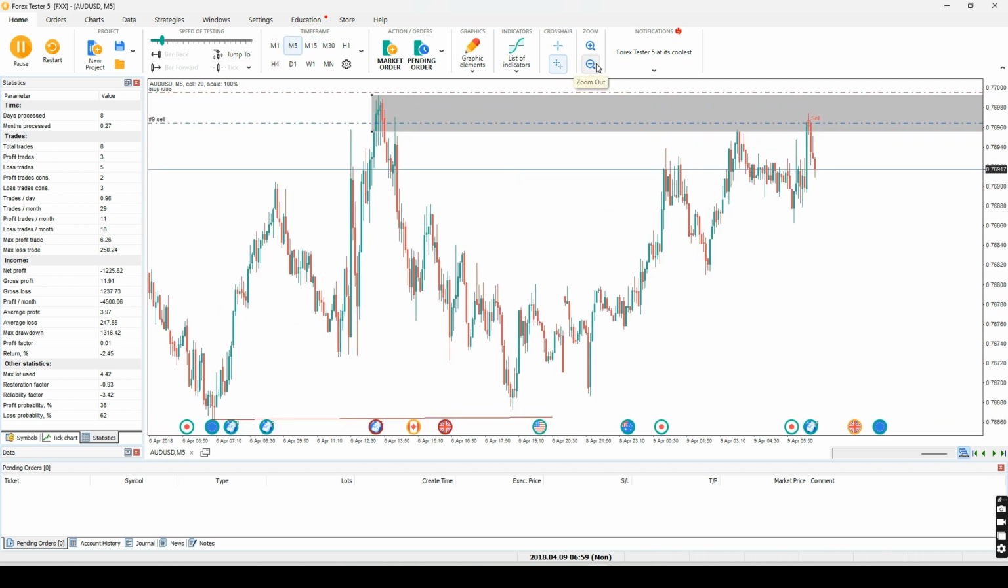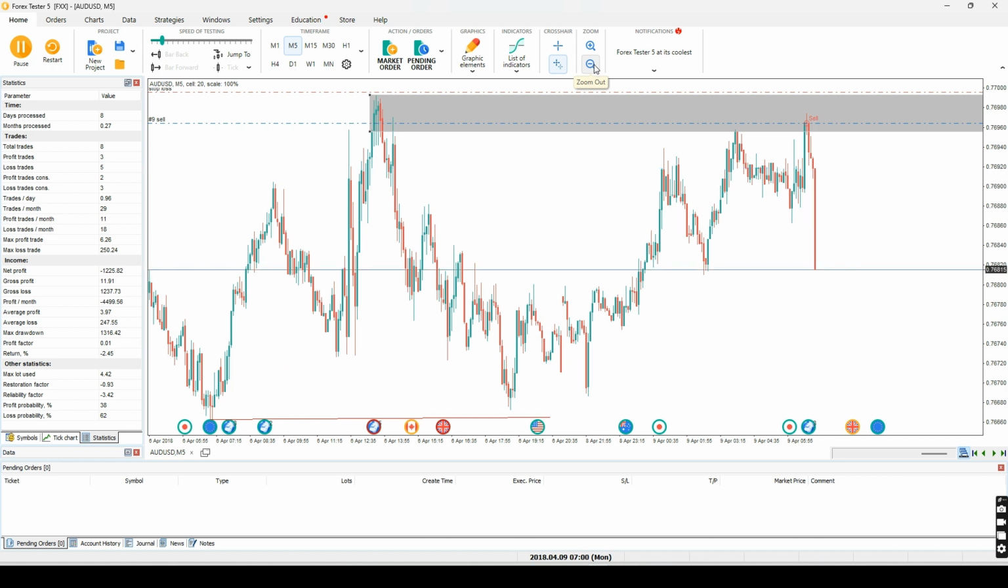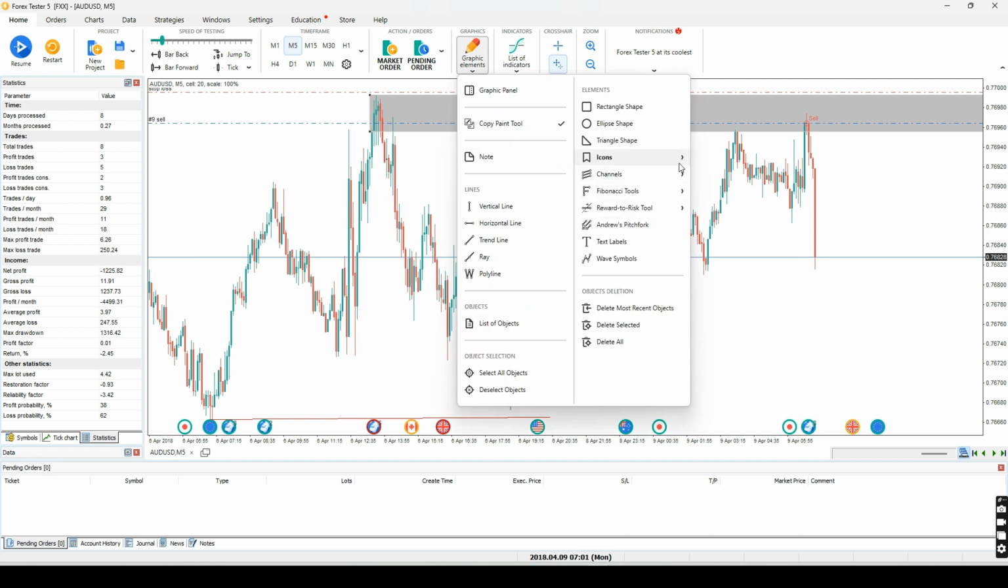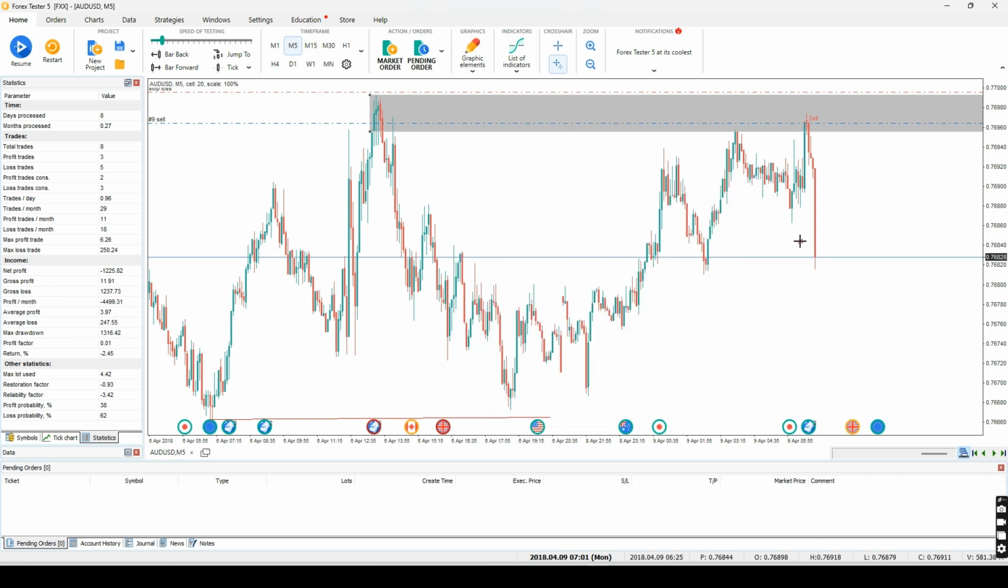you don't really need to win all trades. You just need to have that nice winning trade. Look at that. Now that's amazing. That is absolutely amazing. You can see that the market has now broken down a lot of levels right here.